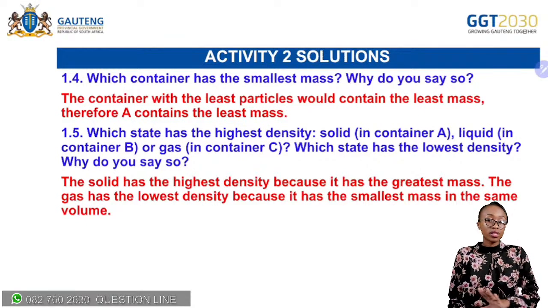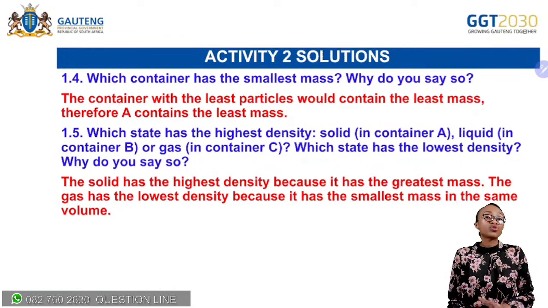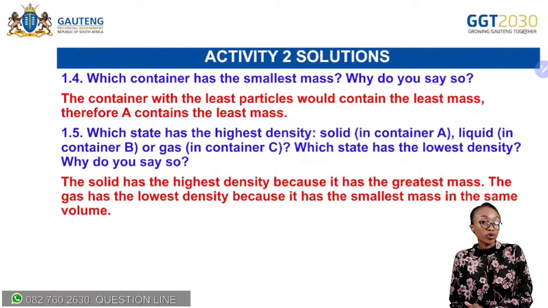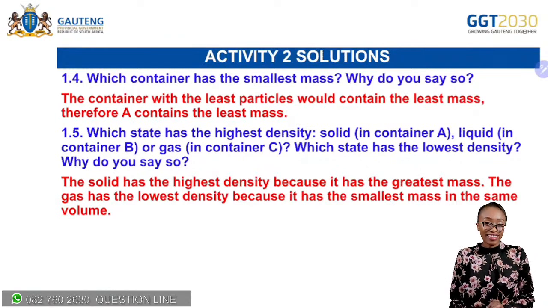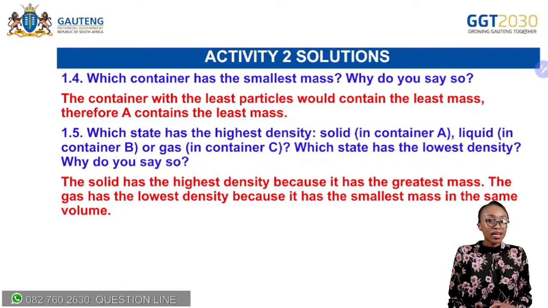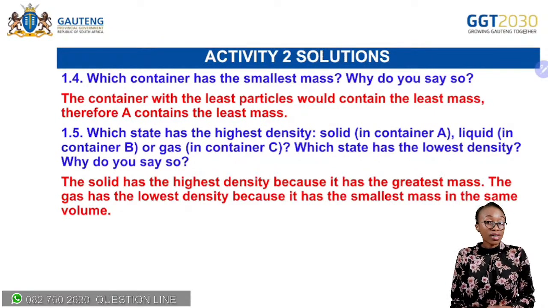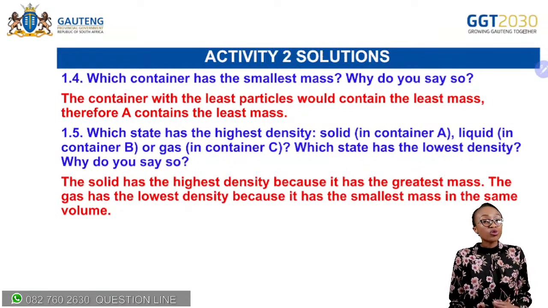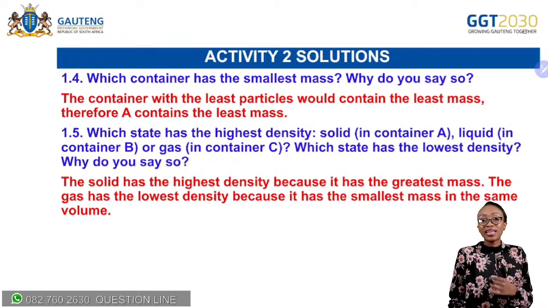Now, all three containers were assumed to have the same volume. So with all three containers having the same volume, we can say that the highest density belongs to the container with the greatest mass. So the gas, having the least mass, the smallest mass, will definitely also have the least density.